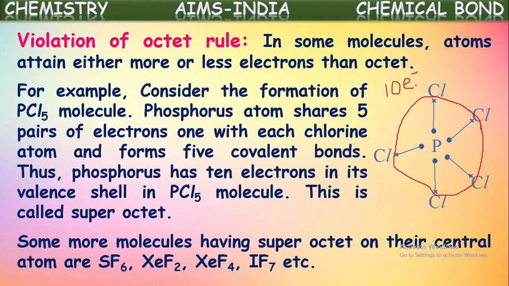But it is more than an octet, more than 8 electrons. In that way, this molecule is called a superoctet molecule, and it violates the octet rule. See some other molecules also: xenon difluoride, xenon tetrafluoride, iodine heptafluoride. In all these molecules, the central atoms have more than 8 electrons after the bond formation. These are called superoctets.